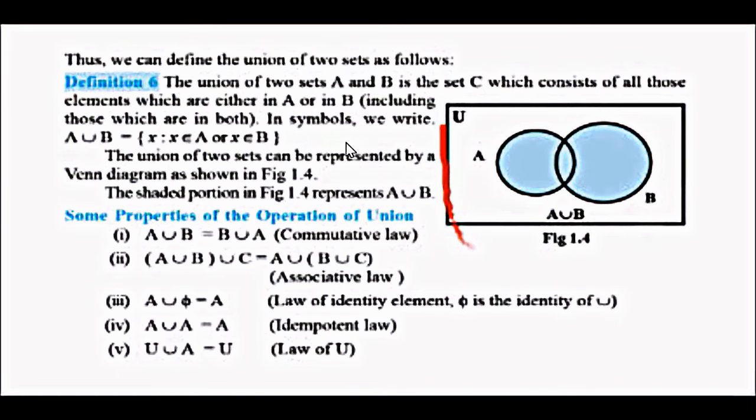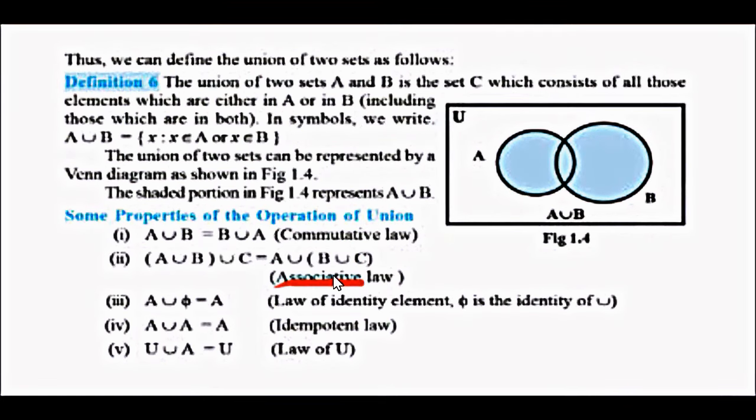There are certain properties of union. A union B is equal to B union A. If you combine A with B or B with A, it doesn't matter. This is called the commutative law. If you take the union of A and B and then combine it with C, or you take B and C, combine them, and then combine with A, this is the associative law, and both are going to be the same.